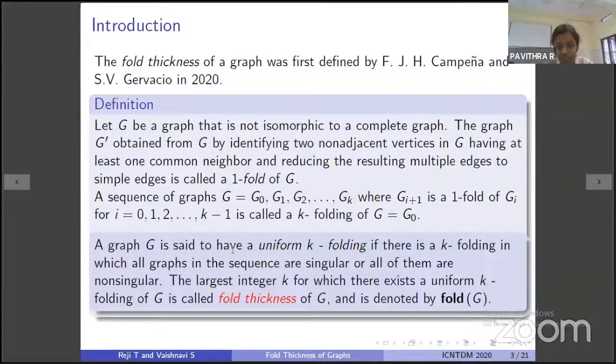A graph G is said to have a uniform k-folding if there is a k-folding in which all graphs in the sequence are singular or all of them are non-singular. Here, a graph is said to be singular if its adjacency matrix is singular, and non-singular if its adjacency matrix is non-singular. The largest integer k for which there exists a uniform k-folding of G is called the fold thickness of G, and this is denoted by fold of G.